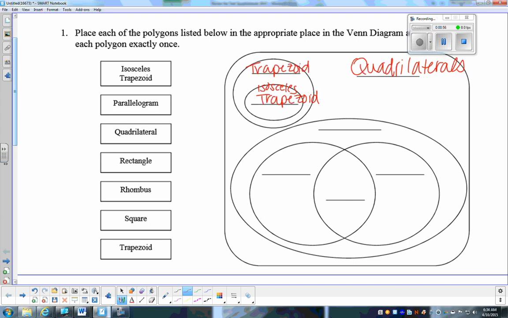If we had 2 pairs of opposite sides parallel, we have a parallelogram. Our parallelograms can be broken down into are our sides congruent or are our angles congruent. If all of your angles are congruent, you have a rectangle. If all of our sides are congruent, we have a rhombus. Now the overlap has both sides congruent and all of our angles are congruent, and that's our square. So there's our quadrilaterals Venn diagram.